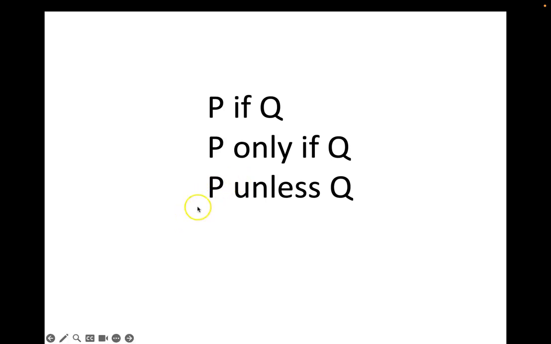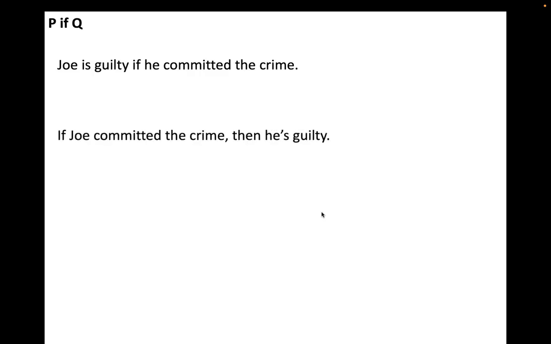We'll also talk about P unless Q either in this video or the next one. So let's start with P if Q. So here's an example. Joe is guilty if he committed the crime. And I want you to think about what that means. So Joe is guilty if he committed the crime. Well, if you think about it, hopefully you'll see that it just means the same thing as if Joe committed the crime, then he's guilty.